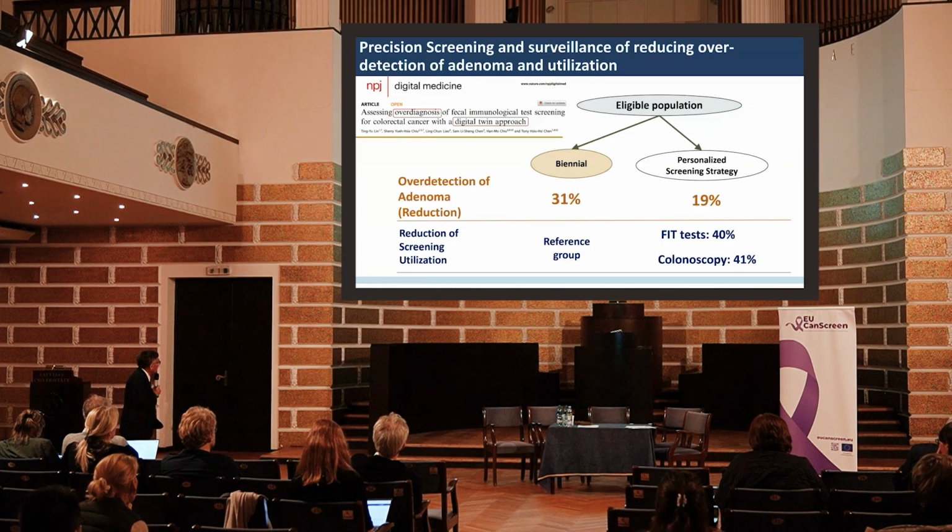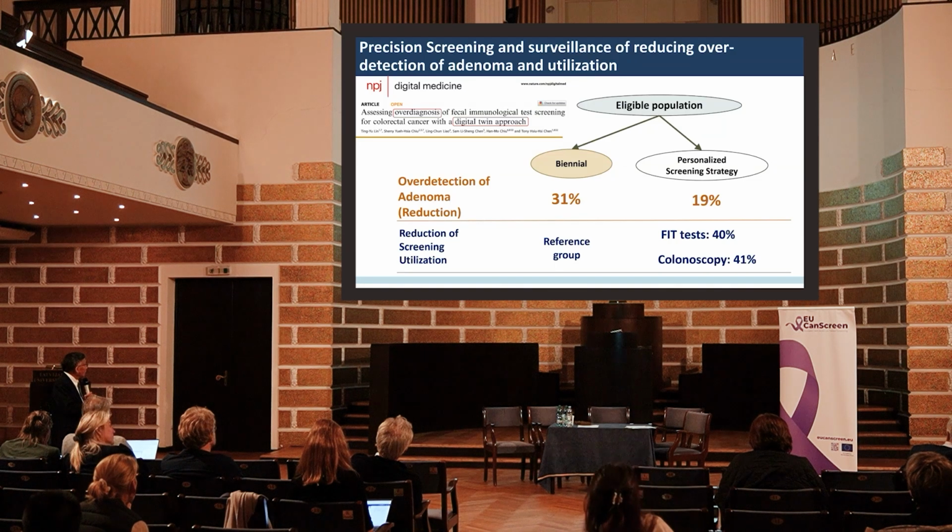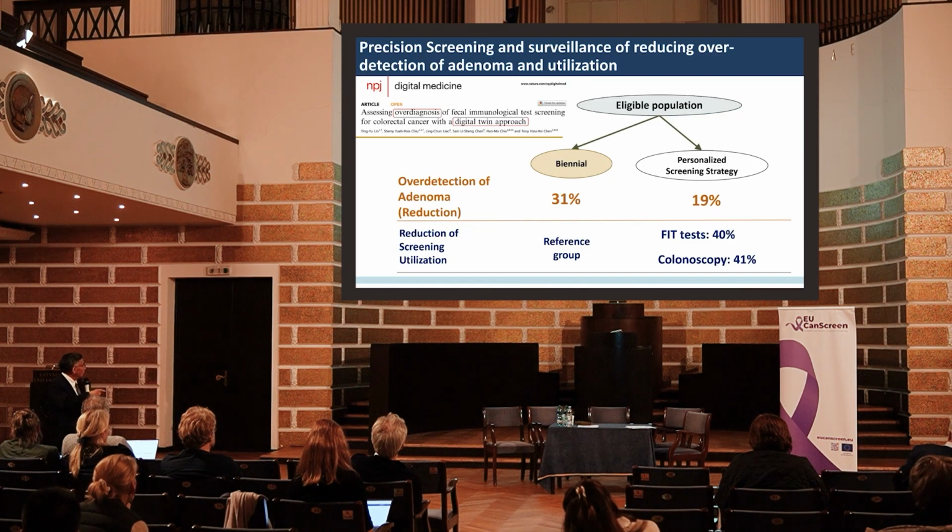And the digital twin can also help you to evaluate how we can reduce the over-detection of adenoma because you lengthen the intervals for the low risk group. And also they can tell you how you reduce the fecal tests and colonoscopies. In these examples, it reduces over-detection of adenoma by about 19%, fecal tests about 40%, and 41% on colonoscopies.